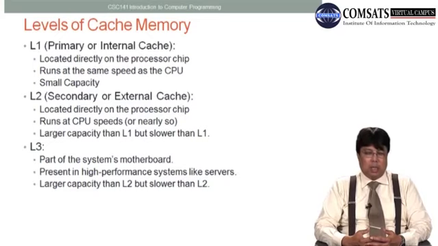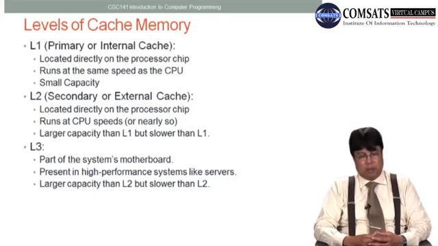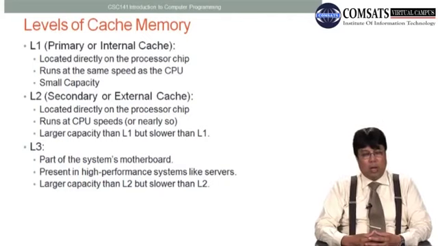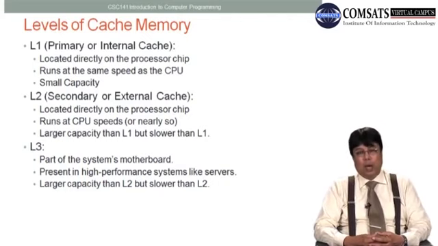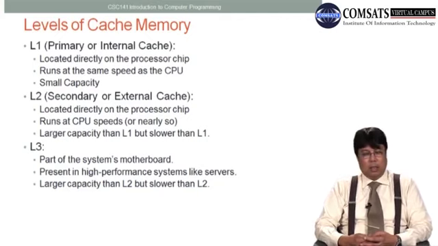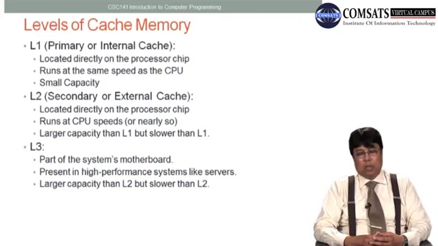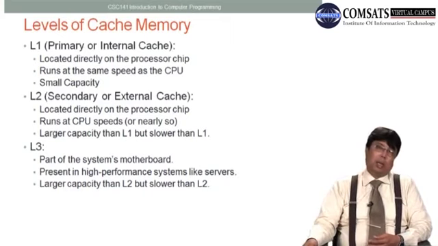This L3 cache is present in high performance systems like servers. So it has a larger capacity than L2 and L1 cache. So there is a mistake on the slide. It has larger capacity than L2, but obviously it's slower than L2, and if it is larger than L2, then obviously it is larger than L1 also. But the speed is slightly slower than the cache of the L2 category.